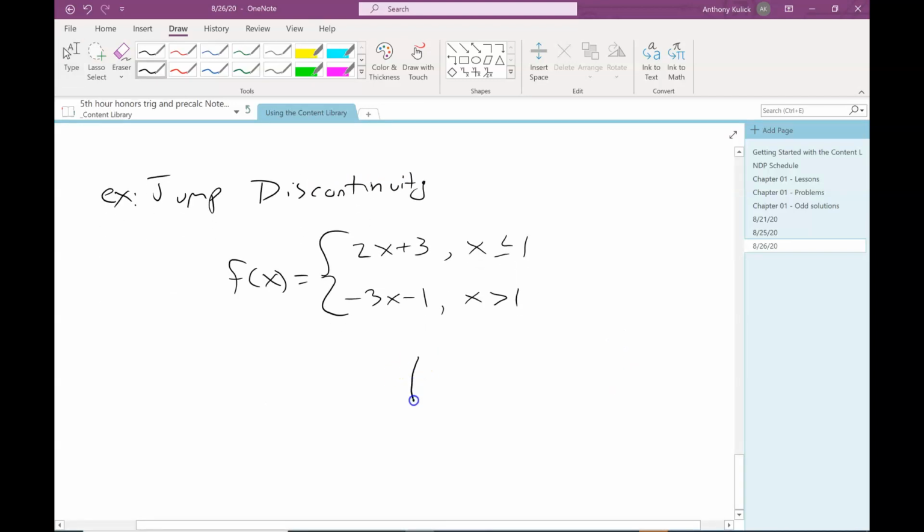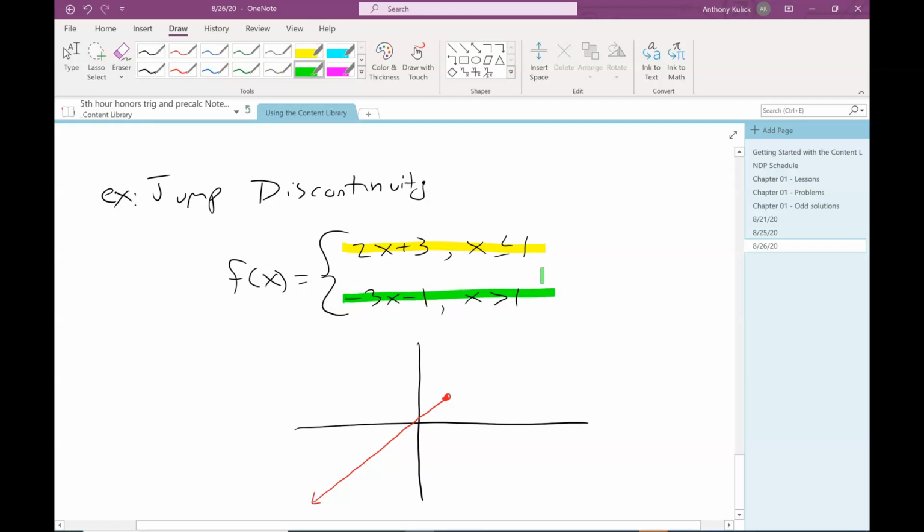So if I was going to try to graph this, the first part of its domain, up until I get to 1, I'm going to graph as 2x plus 3. So it would look maybe like that. And then after that, starting at 1, I'm going to graph negative 3x minus 1. Notice, because it's greater than 1 technically, this one is going to start with an open circle. Is everybody okay with that idea?